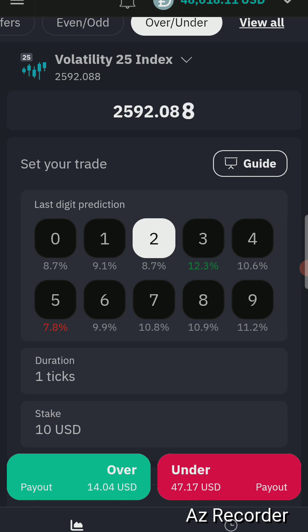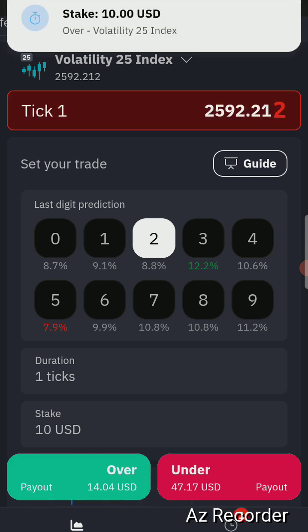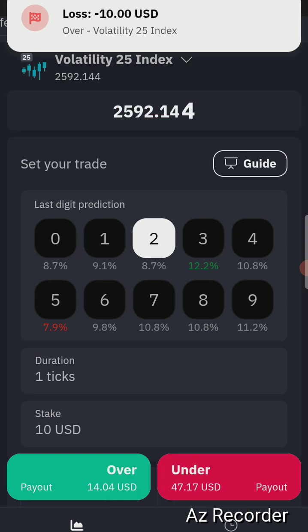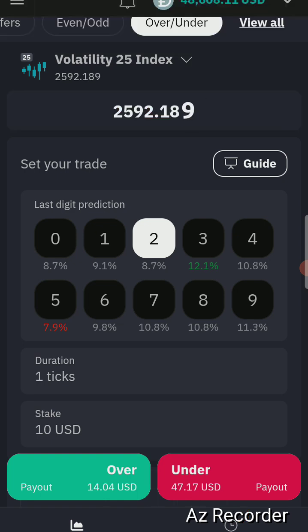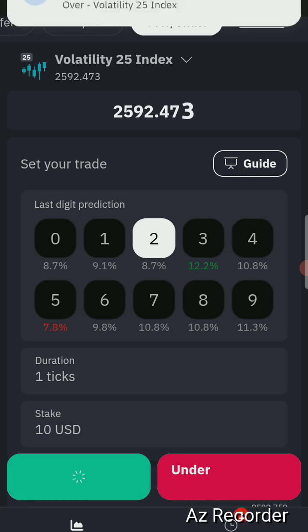Be patient with the market. The market is changing. It's almost changing. It's changing so fast. That's a loss. Let's do one last one because the market is a change. 9, 0 over.